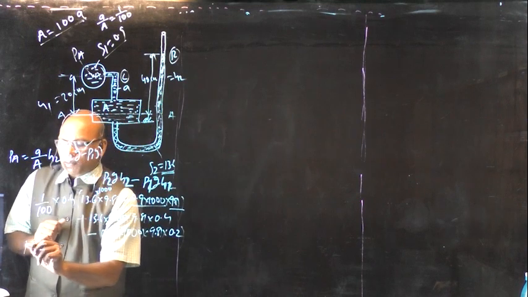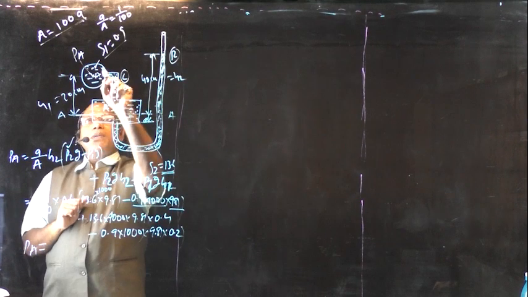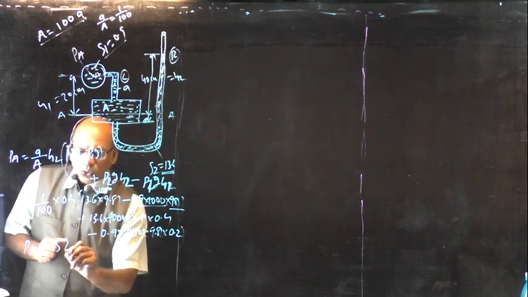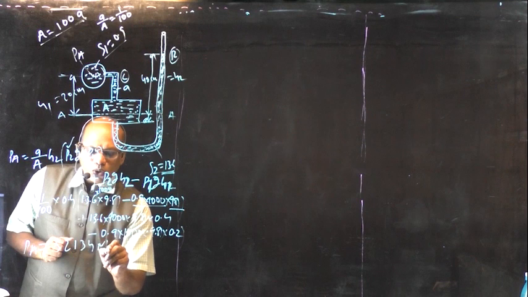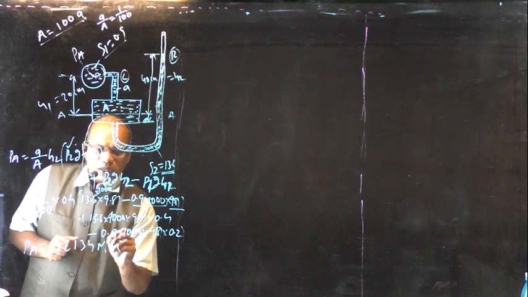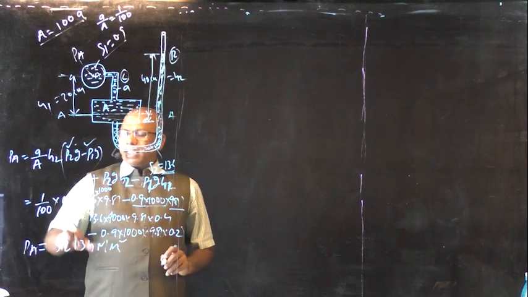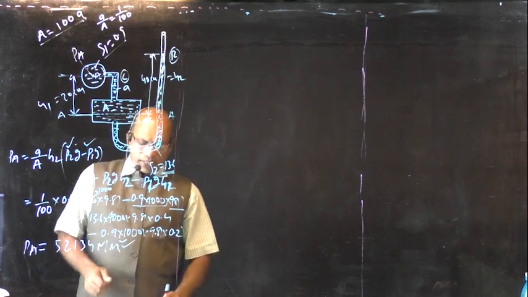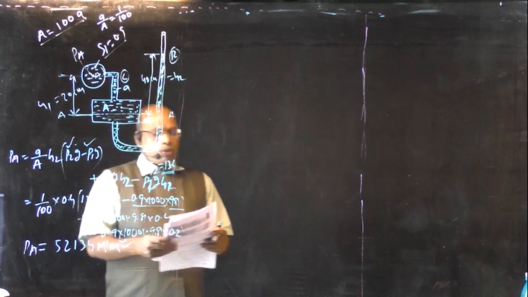Therefore, pressure at point A is equal to 52134 Newton per meter square. Pressure at point A is equal to 52134 Newton per meter square. Right? Now we are going to solve one more problem.